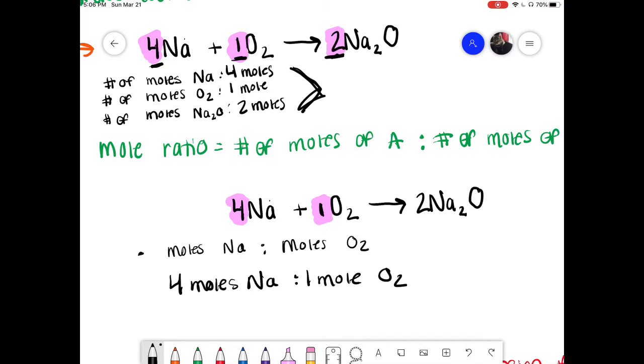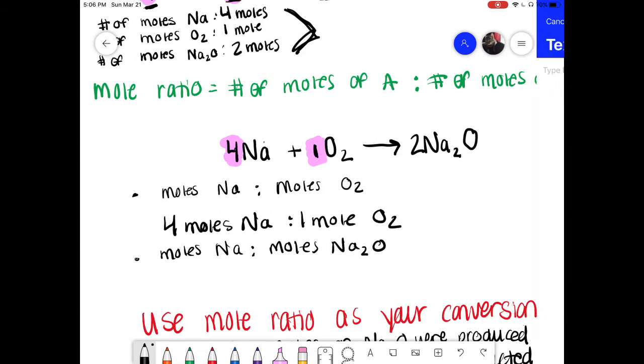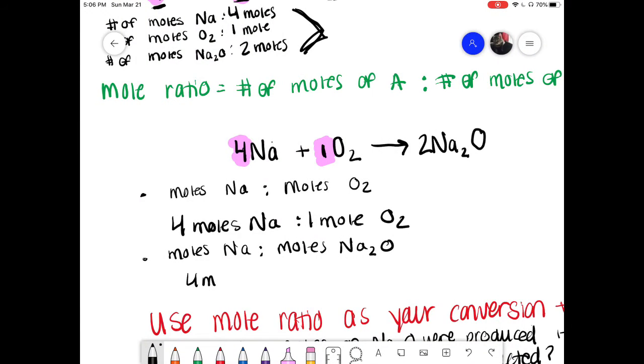If we were to do moles of Na to moles of Na2O, our ratio would be 4 moles of Na, because that's our coefficient on Na, to 2 moles of Na2O, because that is our coefficient on Na2O. And so when you're doing these problems, you don't have to do every single ratio before you solve it. You really only have to do the one that they're asking for. And so we're going to look at what that looks like.